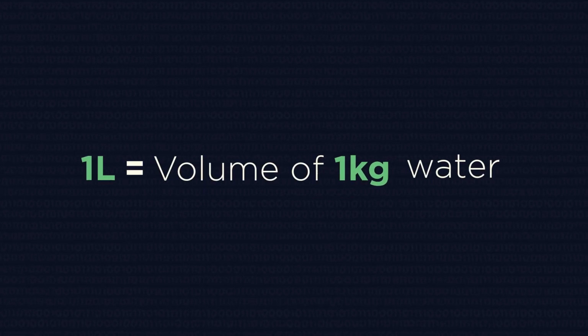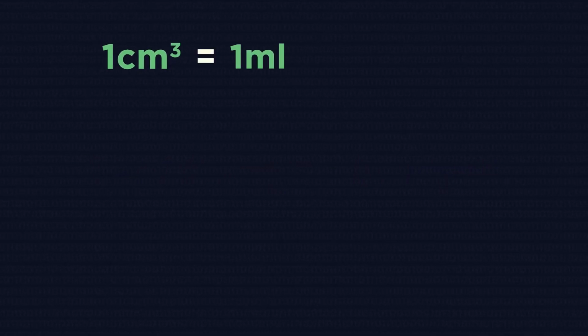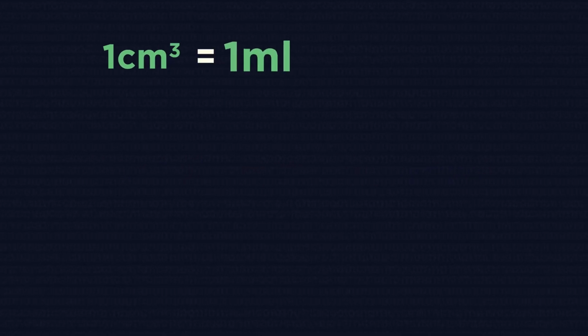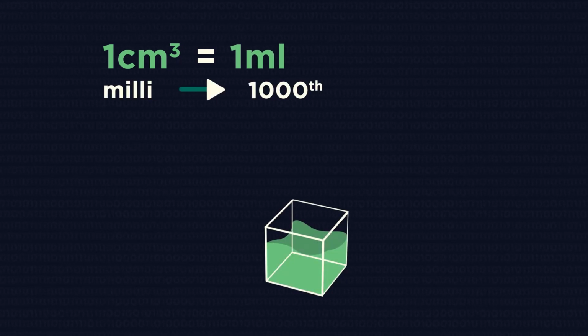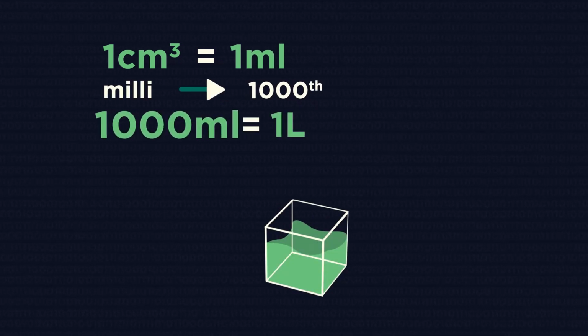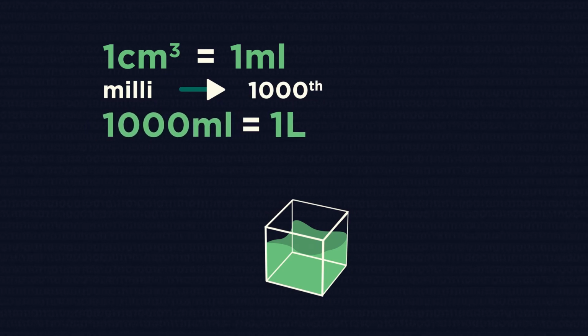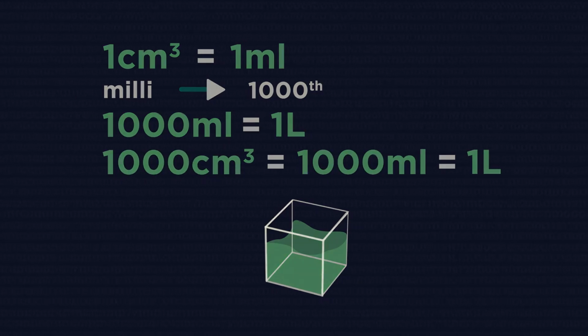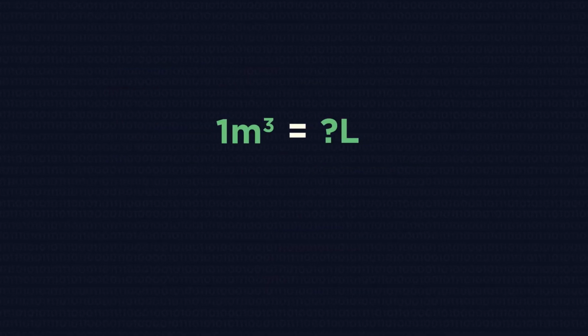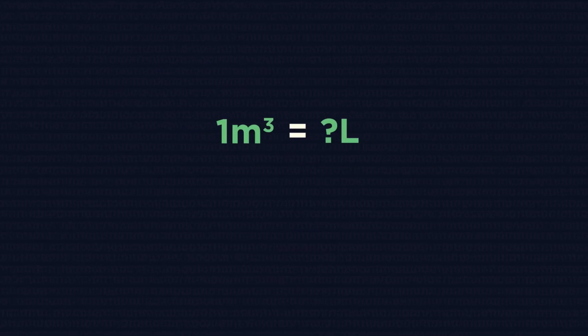A litre is defined as the volume of 1 kilogram of water, and we also know that 1 centimetre cubed of water is the same as 1 millilitre of liquid. As we learnt, milli refers to 1,000th, so there are 1,000 millilitres in a litre. This also therefore means that 1 litre of liquid is 1,000 centimetres cubed. With this information, see if you can figure out how many litres there are in 1 metre cubed.